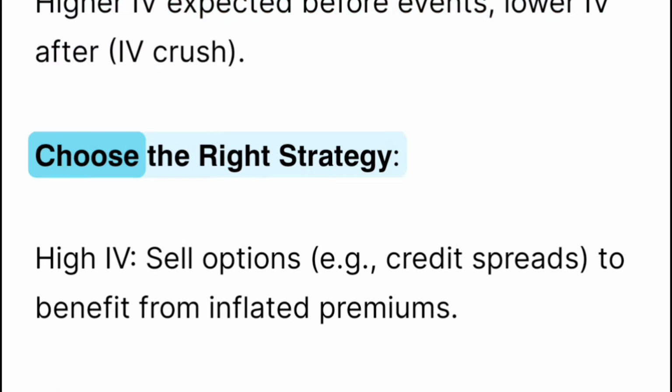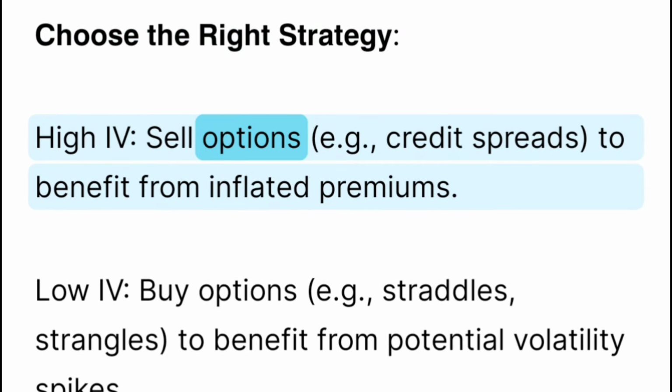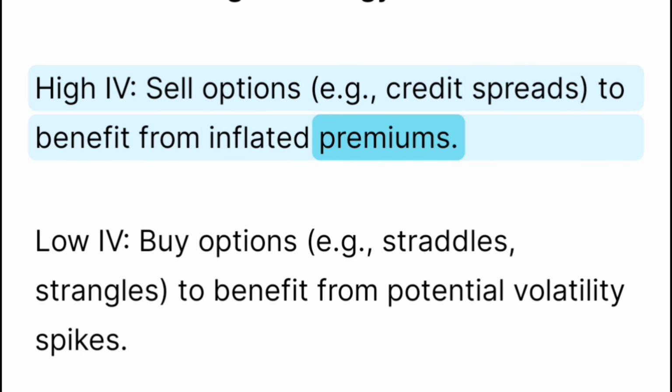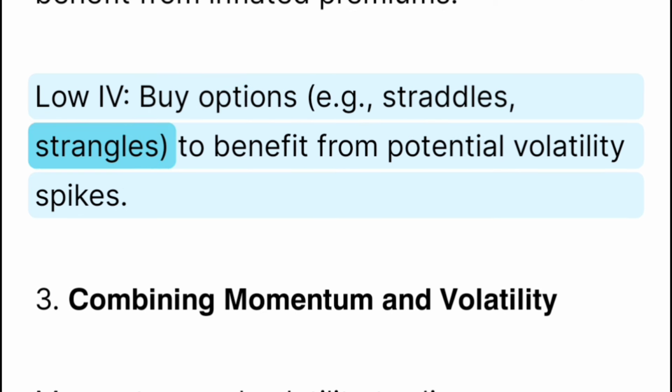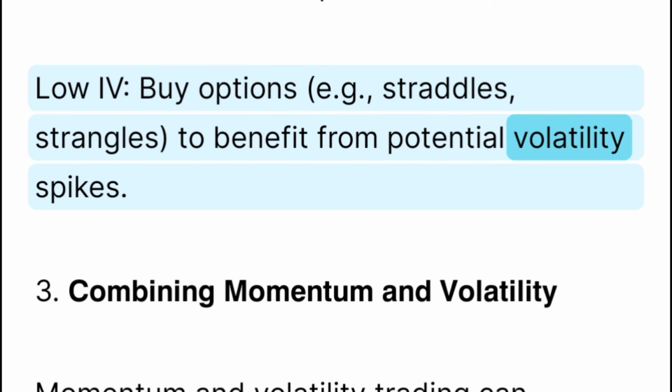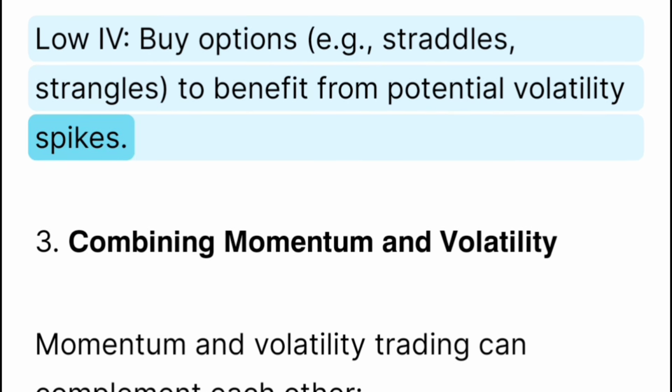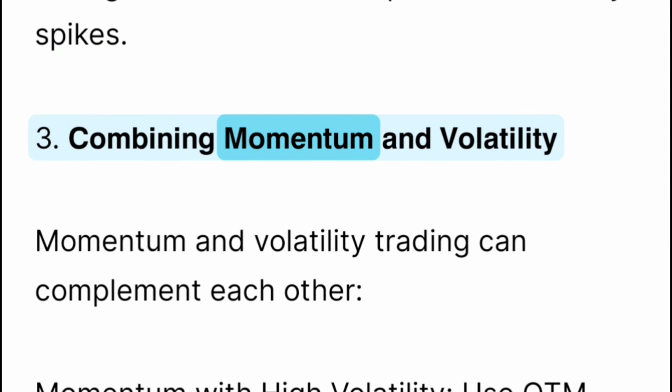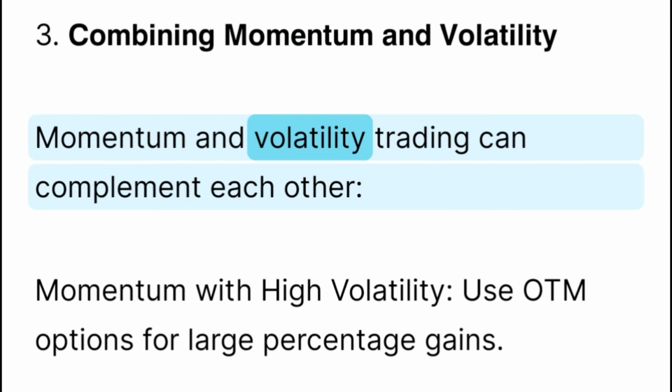Choose the right strategy. High IV: sell options, for example, credit spreads, to benefit from inflated premiums. Low IV: buy options, for example, straddles or strangles, to benefit from potential volatility spikes. Three: combining momentum and volatility. Momentum and volatility trading can complement each other.